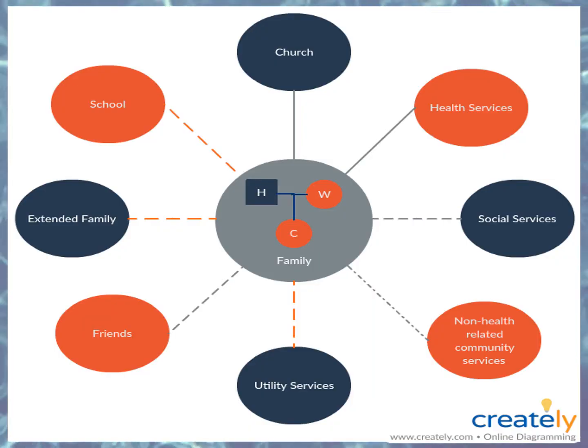How to draw an ecomap. Step 1. Begin your ecomap with a circle in the middle. Portray the family members within the circle using a genogram: squares for male family members and circles for female family members. Mention their name and age in the middle of the shape assigned to them.